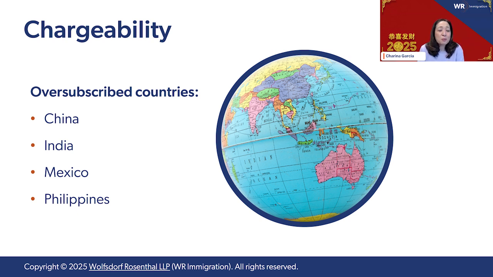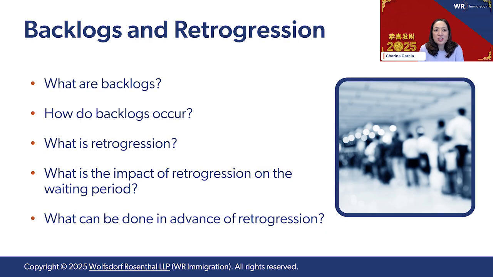So backlogs and retrogression. We got a question about how come the Visa Bulletin doesn't move every month? Like, why does it stay still for 6 months? And then how come sometimes it jumps backwards? So why don't you talk to us about backlogs and retrogression?